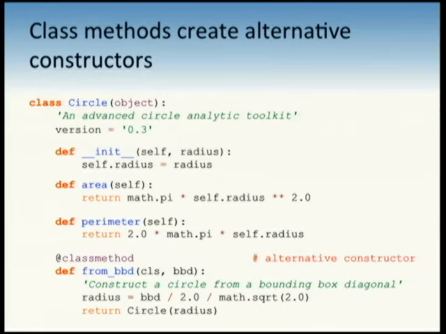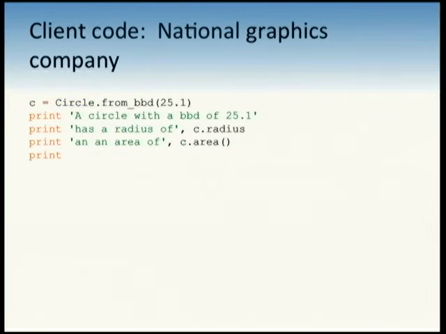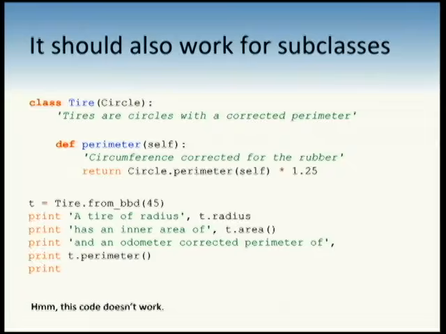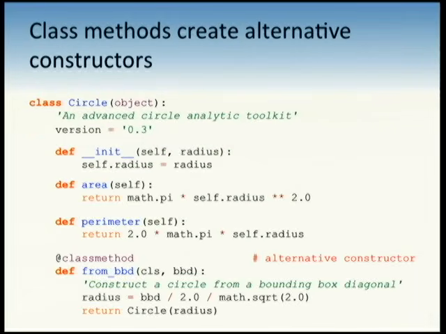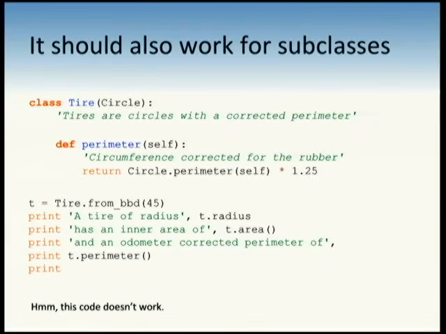The goal of from BBD is to make an instance of a circle. So shouldn't we call circle here? Absolutely. But there's a problem. It works fine for the graphics company. They can call from BBD 25 and make themselves a circle. But it should also work for subclasses. What about these tire people? Shouldn't they be able to call from BBD? They should. But what our code will currently do is call from BBD, which is hardwired to make a circle and not a tire. It is very common for people to devise classes and never think about their poor subclasses.